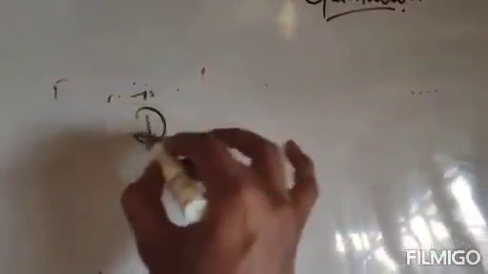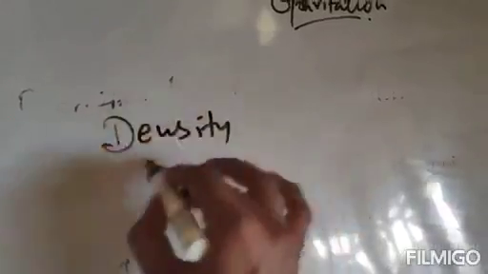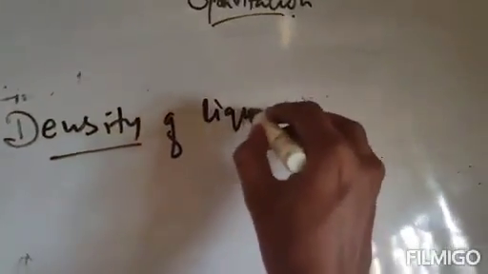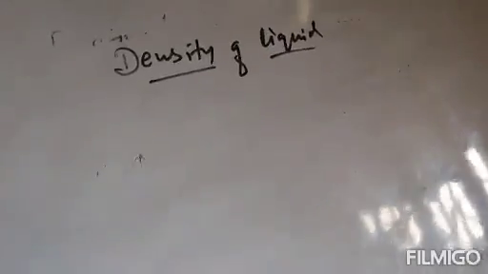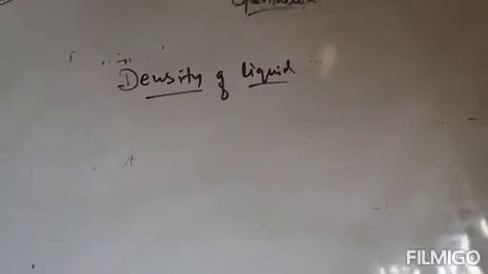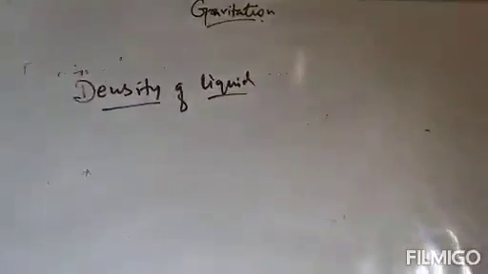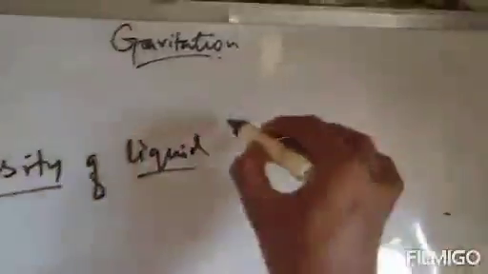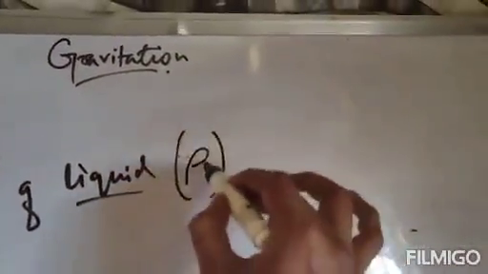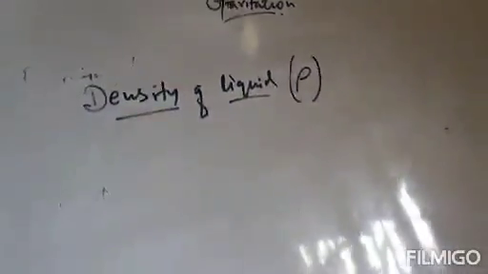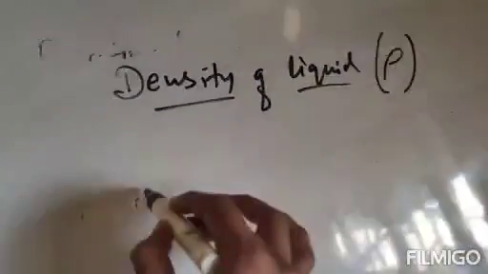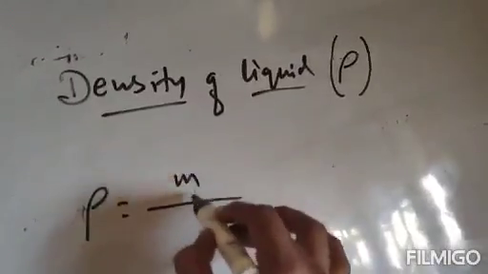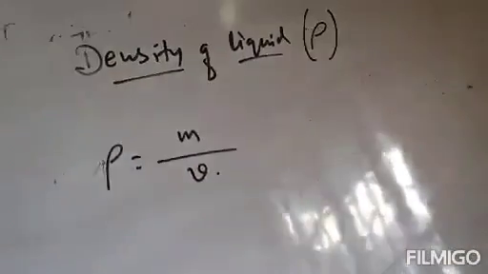What is the density of the liquid? Now density means mass per unit volume. Density of a substance or density of a liquid means mass per volume. It is represented as rho. This symbol is known as rho. Density of a liquid is given by rho. So rho equals m by v, that is mass by volume.